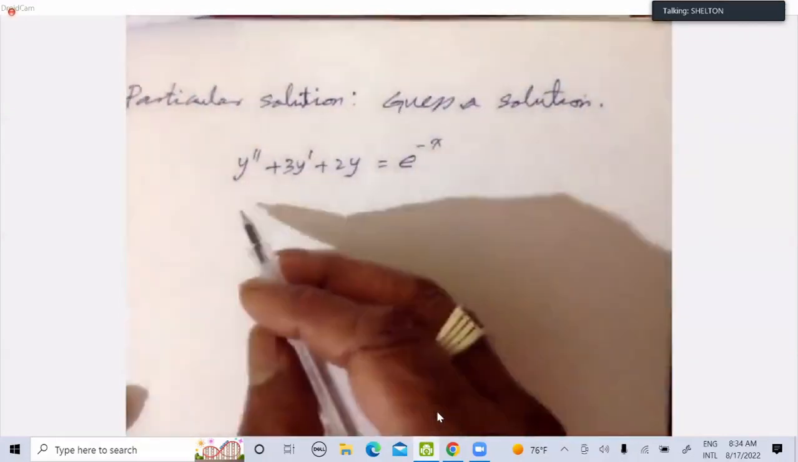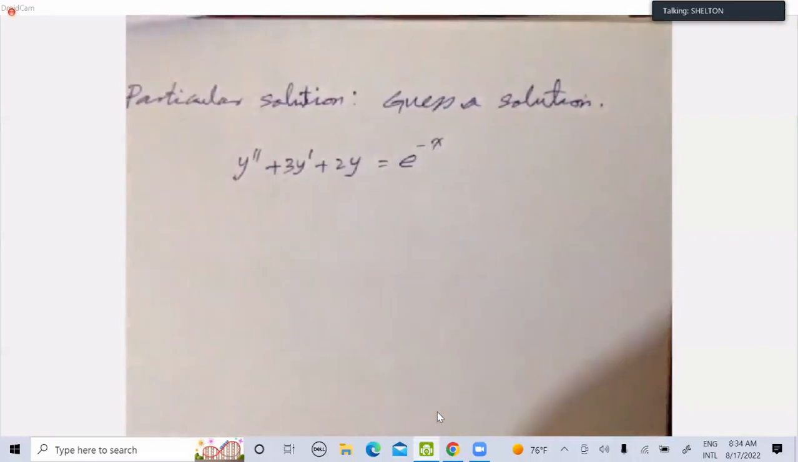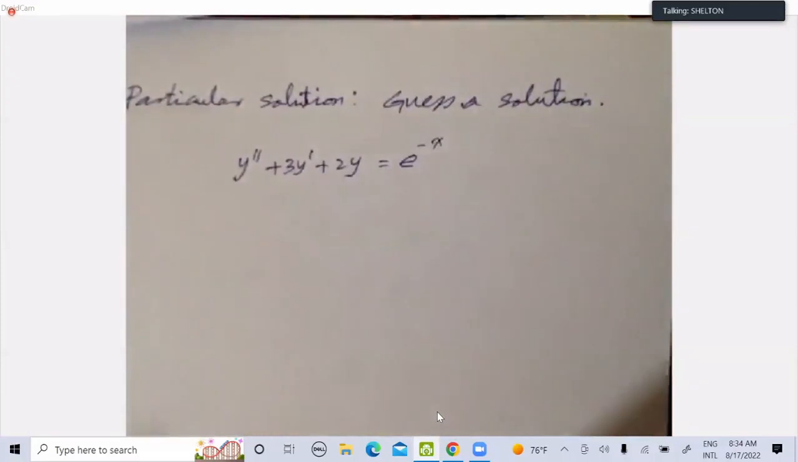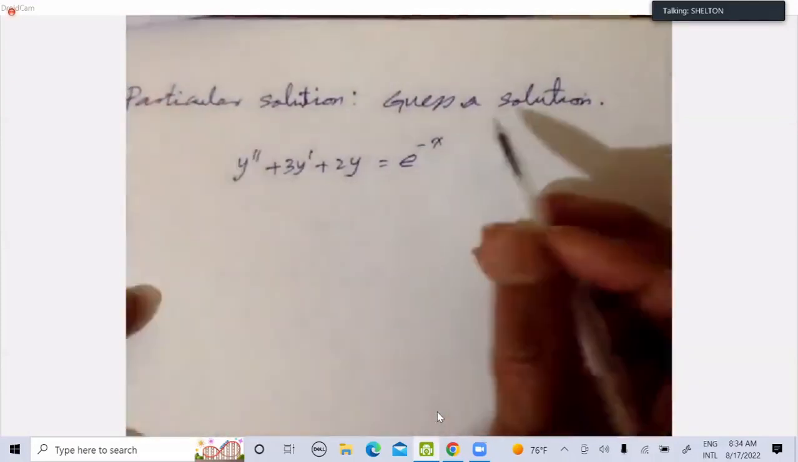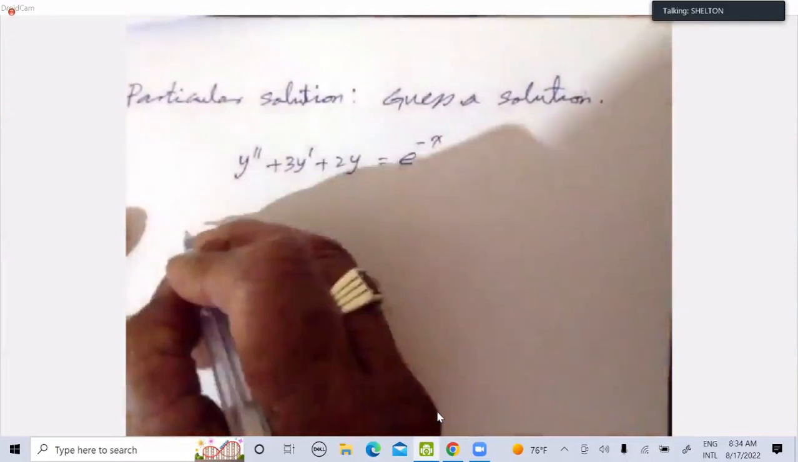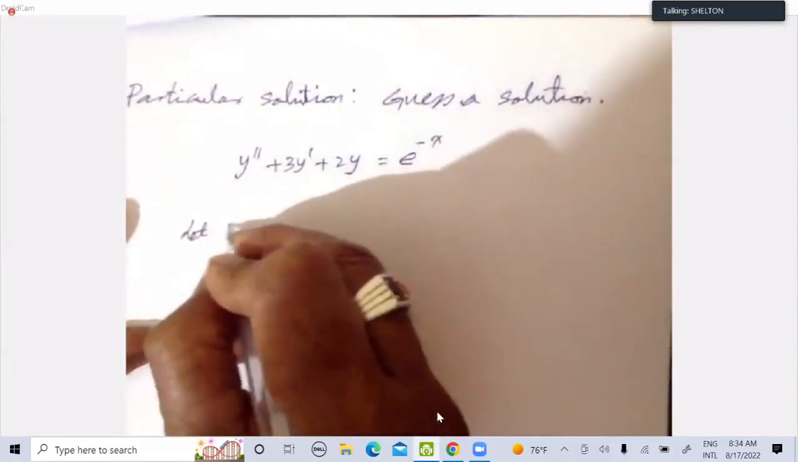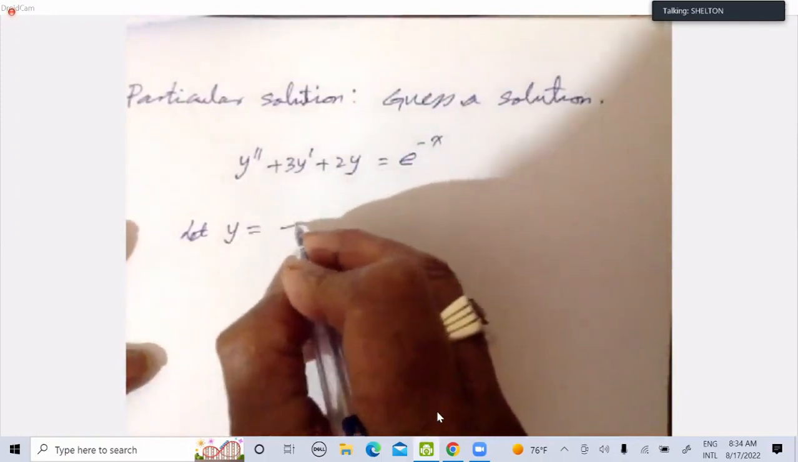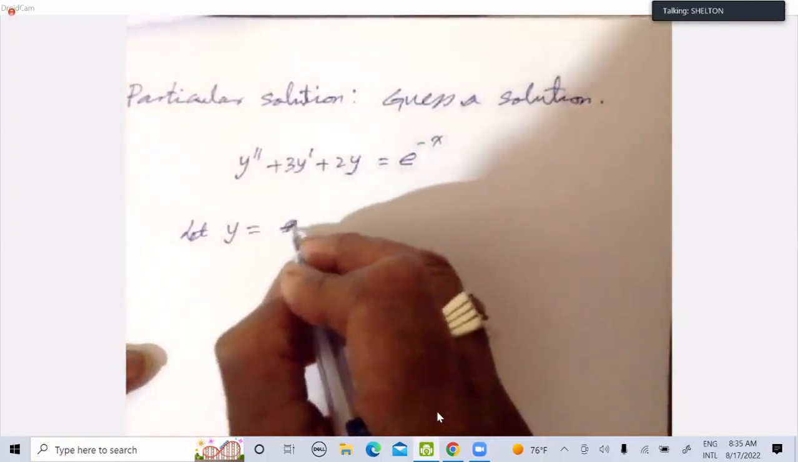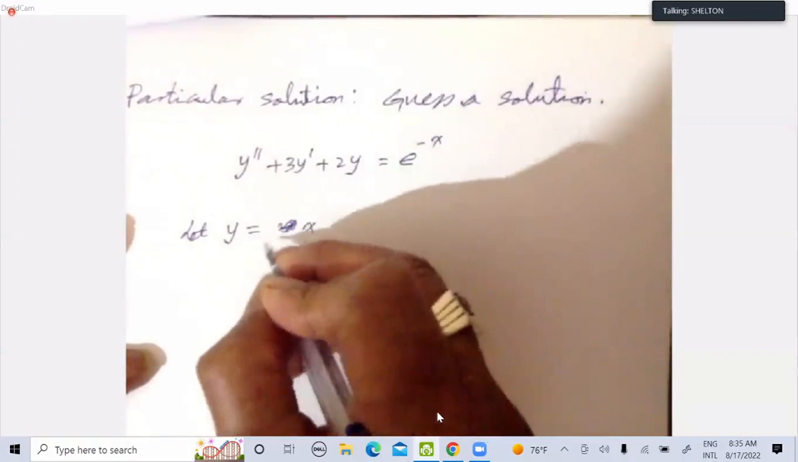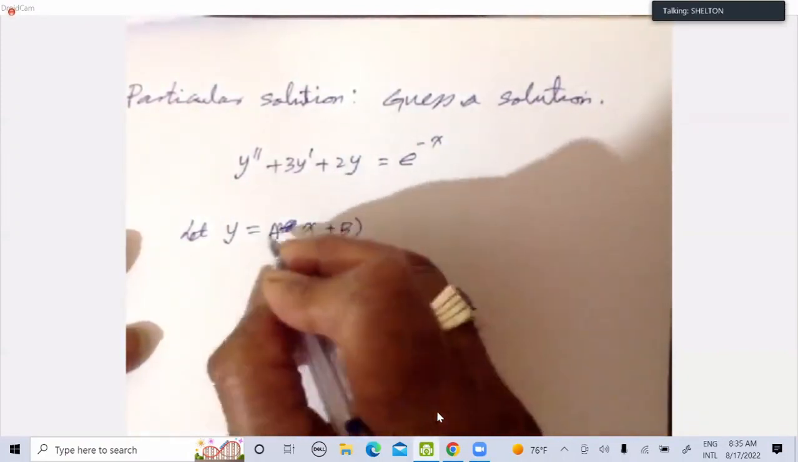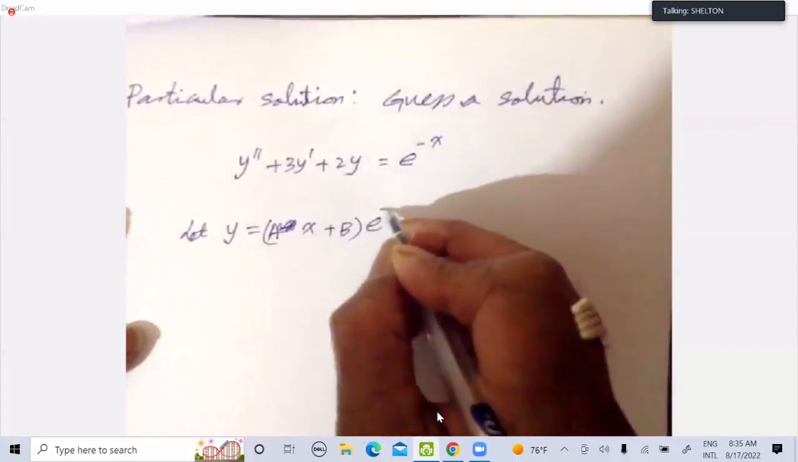If f of alpha is not equal to 0, we can quickly do it, so you don't have to guess. The other case, we did another formula to apply. You can stick to that, or you can just guess the solution. Let us guess y equals (ax plus b) e to the minus x.